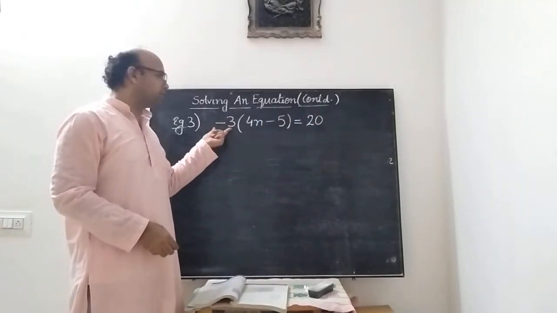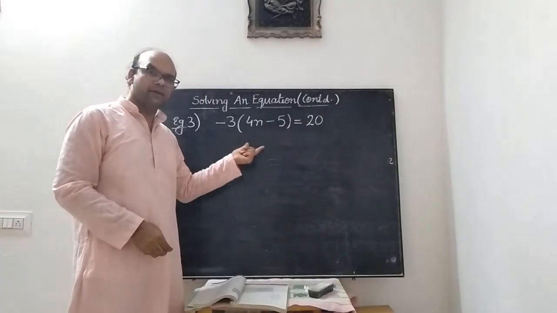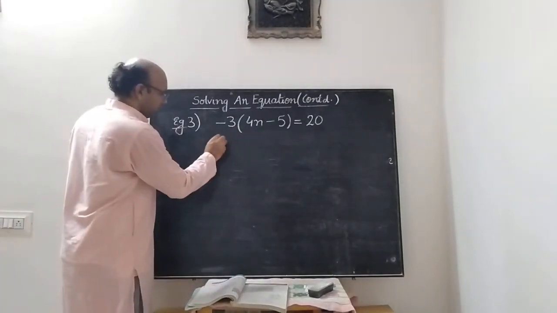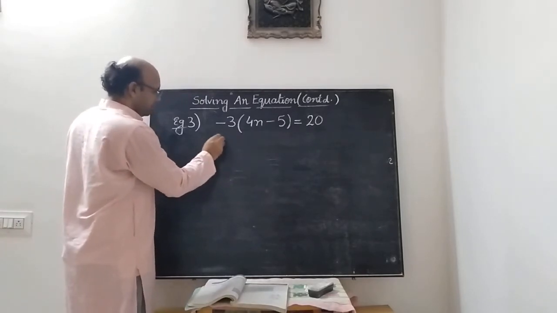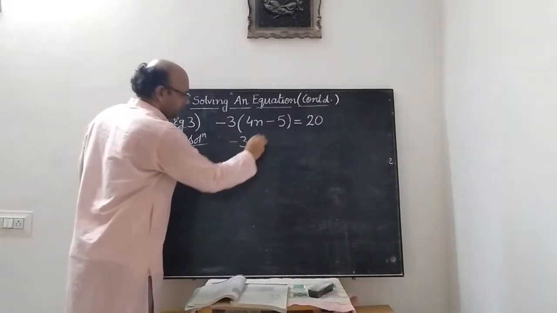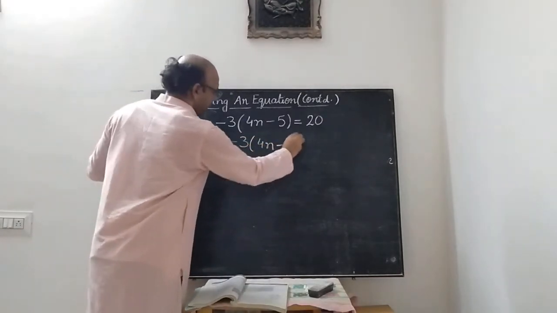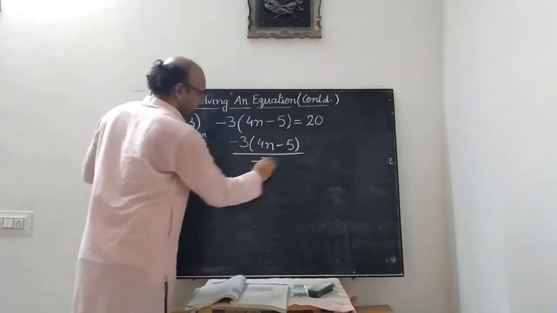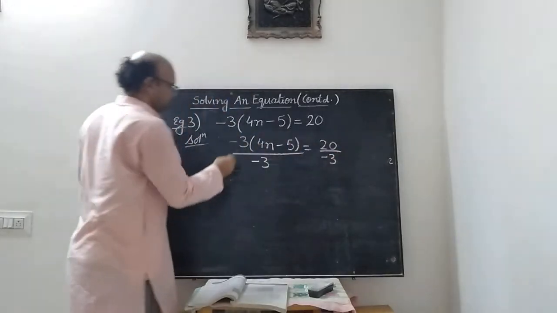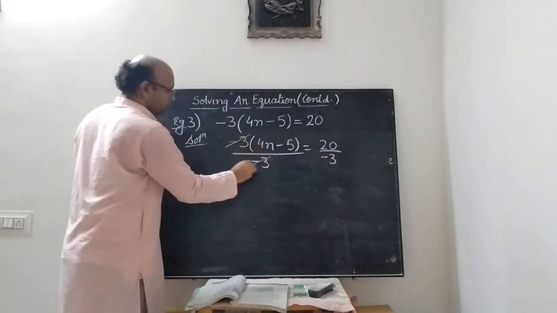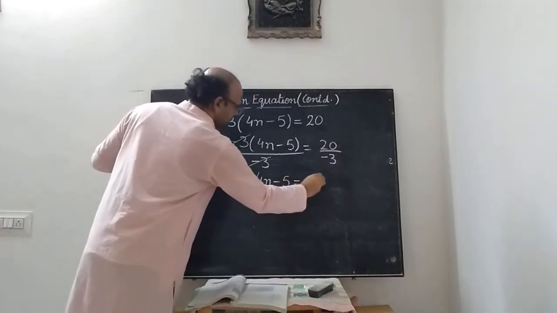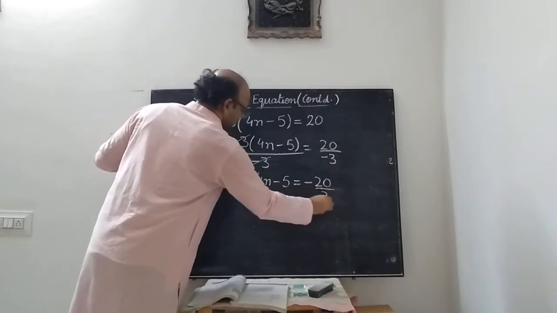For that, we divide both the sides by minus 3. So dividing both sides by minus 3, we get minus 3 multiplied by 4n minus 5 divided by minus 3 is equal to 20 upon minus 3. Minus 3 cancels out. So you have 4n minus 5 is equal to minus 20 by 3.